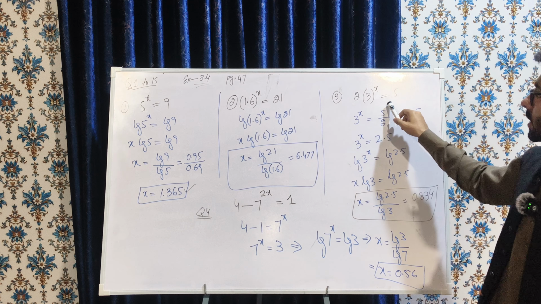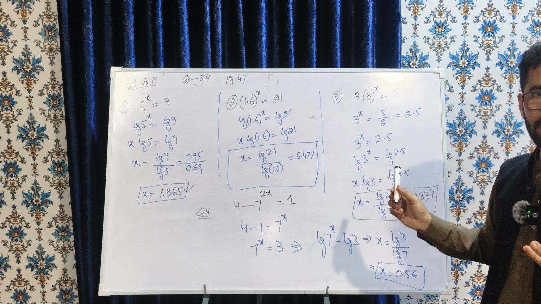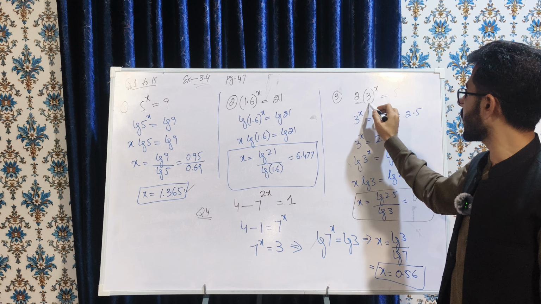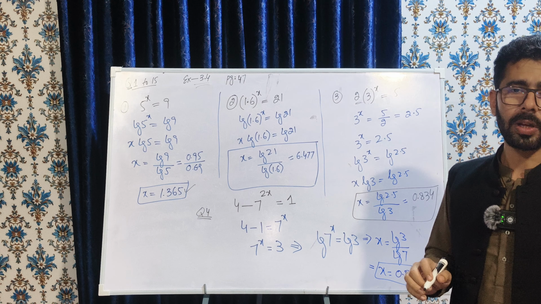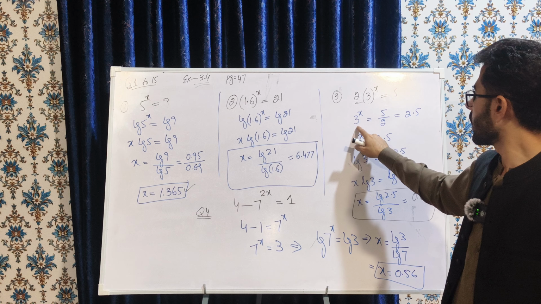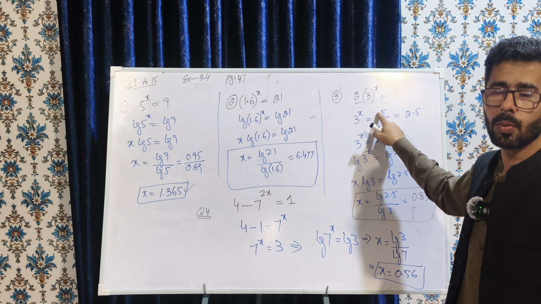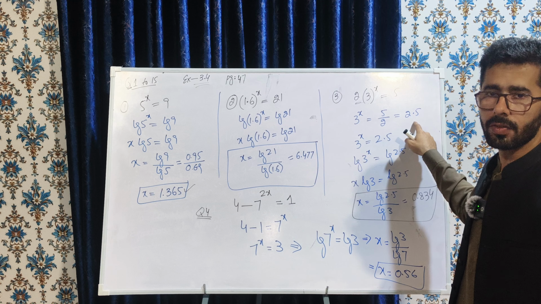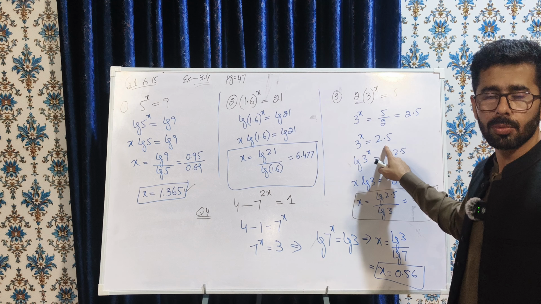We do the same thing with this equation. It's a bit different. It has 2 multiplied with 3 power x. So we need to separate 3 power x first. So we divide by 2 on both sides. 3 power x becomes equal to 5 divided by 2, which is 2.5. So 3 power x is equal to 2.5.